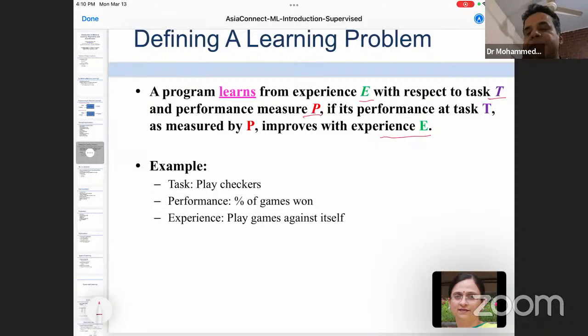And the experience would be the number of times the computer plays the game with itself. So we can formulate any machine learning problem like this. What is our goal? What is our data? And what is our performance measure? If we can see that the more we play, the more we are improving our performance, then we can say that the computer program is learning something.